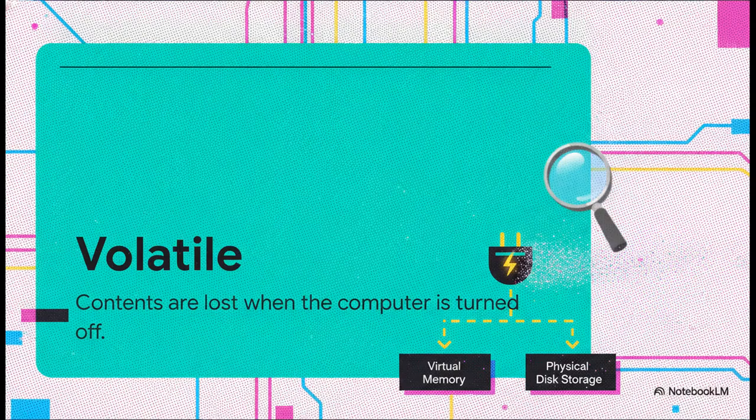But every hero has a weakness, right? And here is a fascinating one I found about this fast workspace. It is incredibly fragile. RAM is volatile. In computer science, this means that if the power gets cut, or if you simply turn your device off, absolutely everything currently being worked on in that memory is instantly erased. It's really just a temporary staging ground, not a permanent vault.